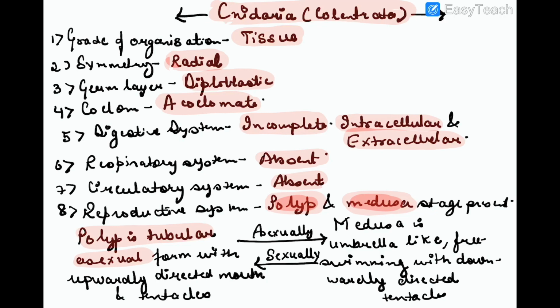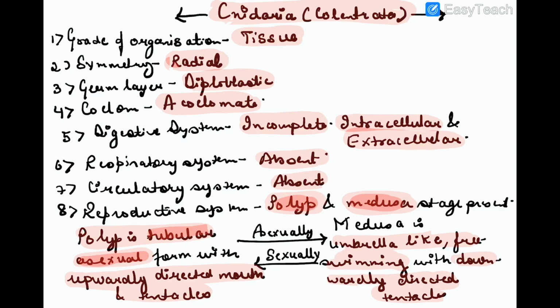Polyp has an upwardly directed mouth and tentacles, whereas medusa has a downwardly directed mouth and tentacles. Polyp is a tubular, asexual stage. Medusa is umbrella-like, free-swimming and a sexual stage.